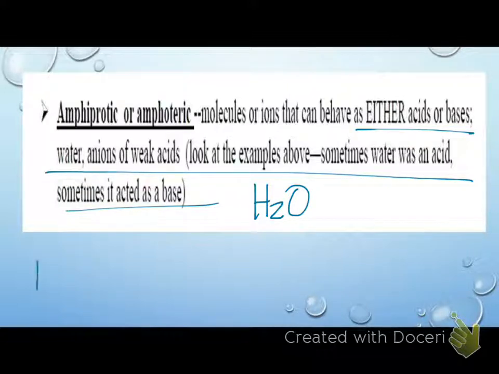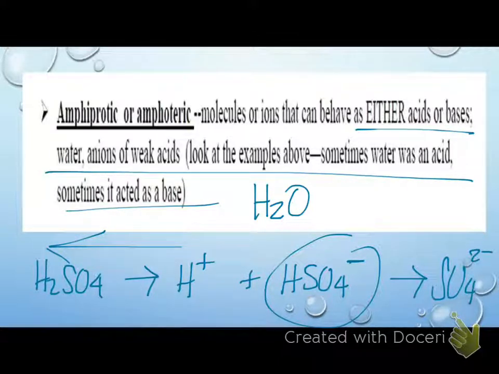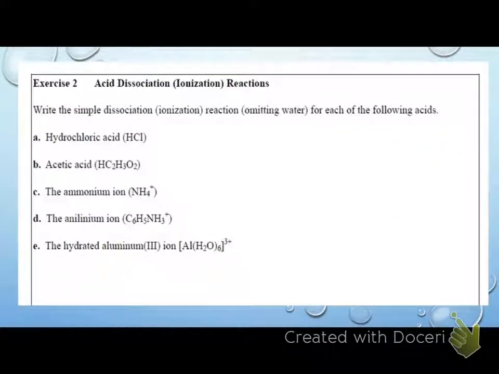There are other things that are amphoteric. For instance, whenever I dissociate H2SO4, remember I said it does one proton at a time? So now it leaves behind this HSO4-. This substance would be considered amphoteric because it could accept a hydrogen and go back towards H2SO4, or it could give away another hydrogen and become SO4 2-. So that substance would be amphoteric because it could act at that point as an acid or a base depending on what solution it was in. There are other examples, but water is the most common example.